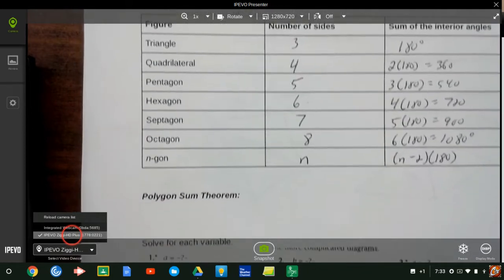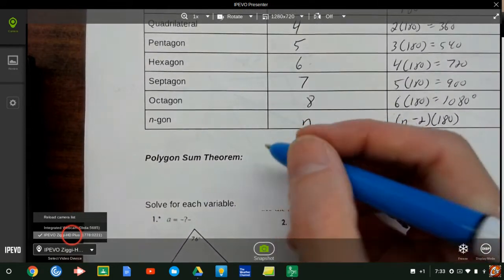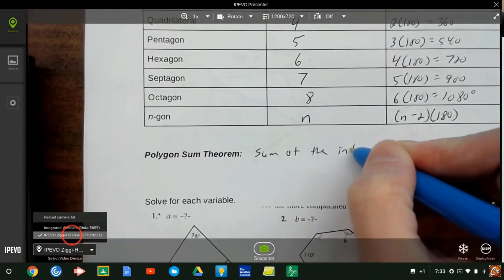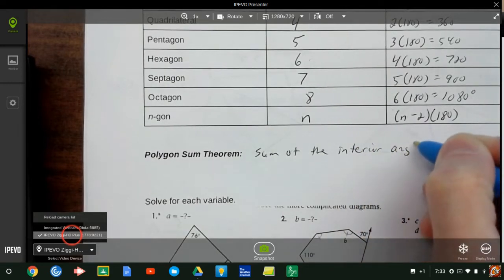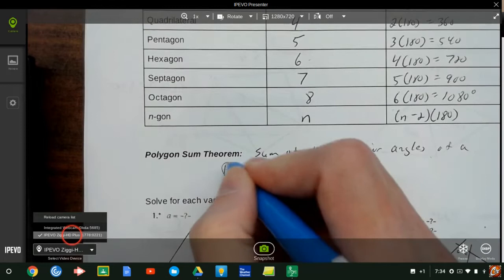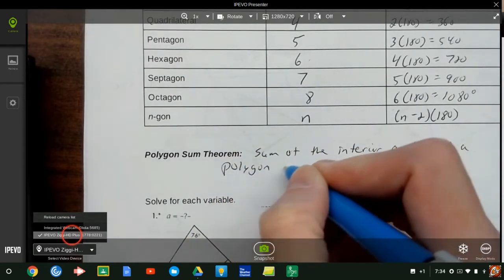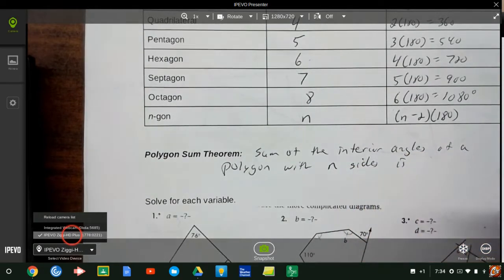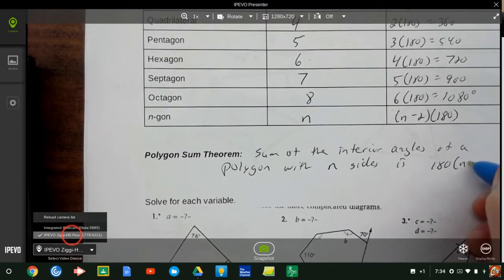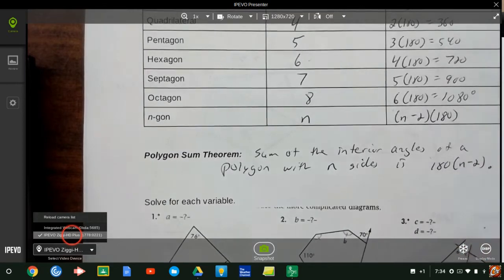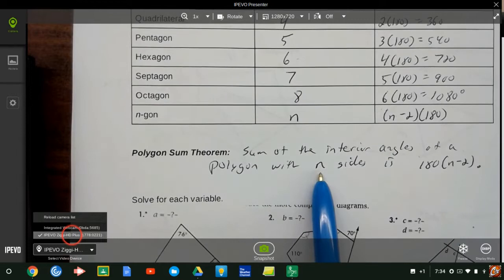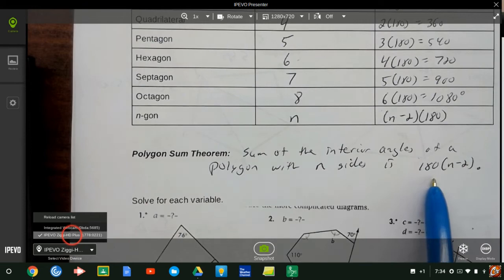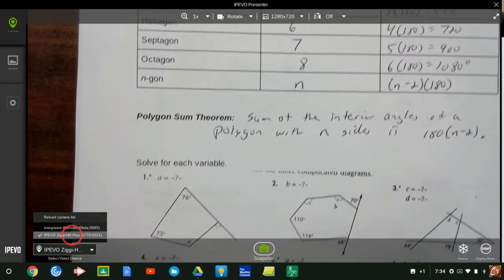This brings us to our polygon sum theorem. Polygon sum theorem says the sum of the interior angles of a polygon with n sides is 180 times n minus 2. Okay, so n being however many number of sides it is, you can always use this formula. And again, if you can't remember the formula, break it up. So let's take a look at a couple examples.